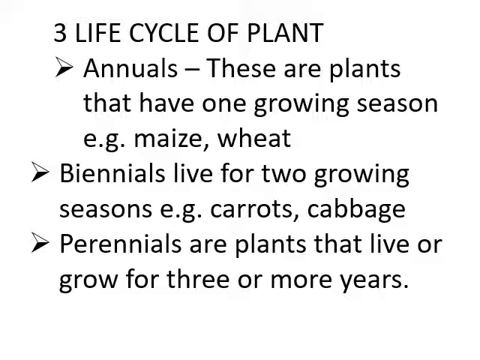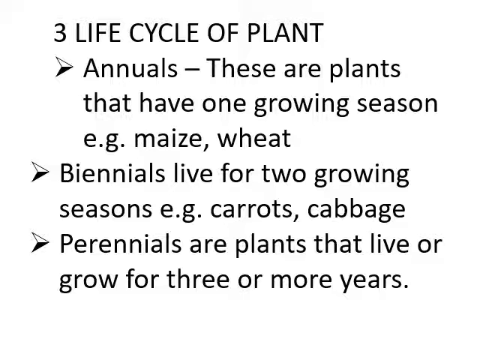Then the second one, which is biennials. Biennials live for two growing seasons. Two growing seasons. The first year constitutes the vegetative stage, in which a store of food materials is built up. Now, the seeds are produced in the second year of biennials. Examples of these biennials are carrots and cabbage.